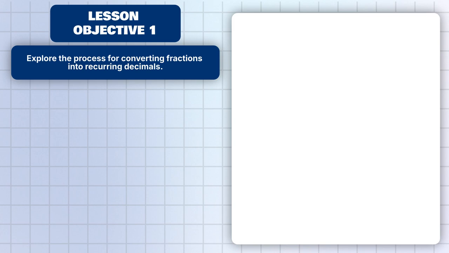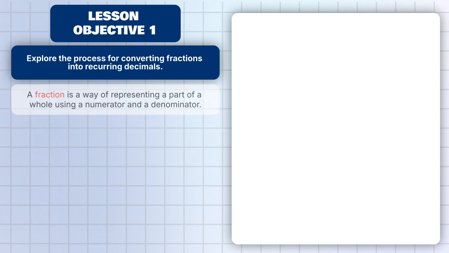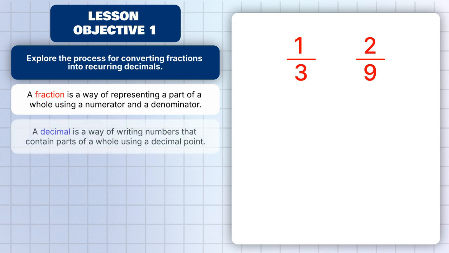Before we get into the technique, let's quickly review what we already know. A fraction is a way of representing a part of a whole and is written in the form of a numerator and a denominator. For example, 1 over 3 or 2 over 9. A decimal is a way of writing numbers that can have parts of a whole, represented using a decimal point, for example 0.5 or 0.75.